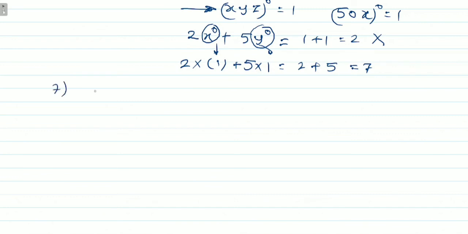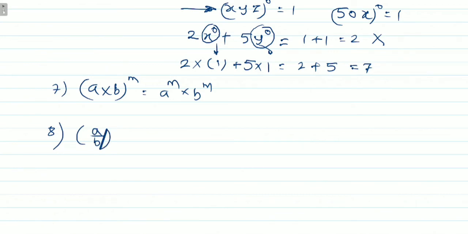So the next formula, if a bracket has any power and there is multiplication in the bracket, then that power we can separate, give it to both the terms. Or even if there is a division in the bracket and the power is given to the bracket, then also the power is of both the terms. We can separate the power.